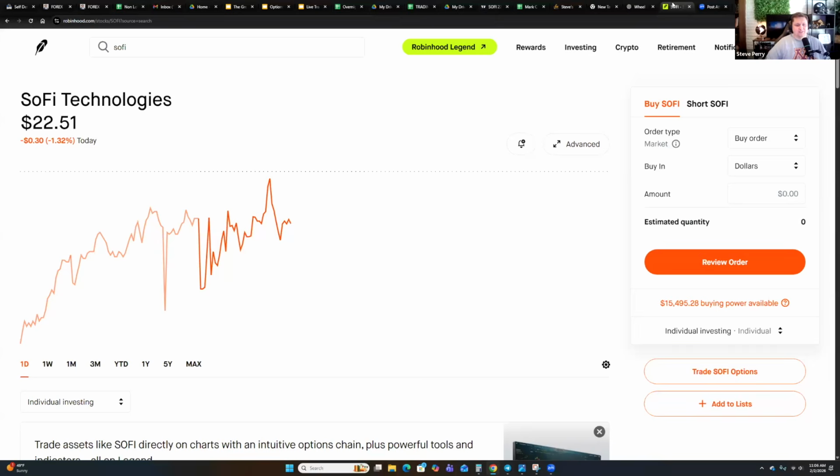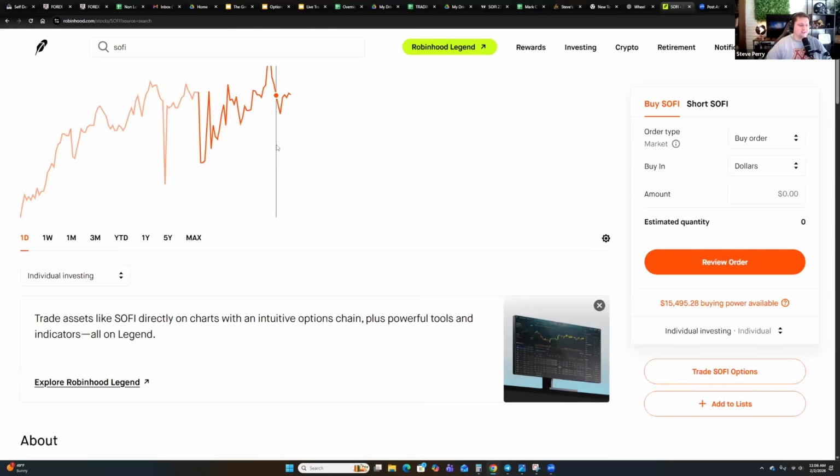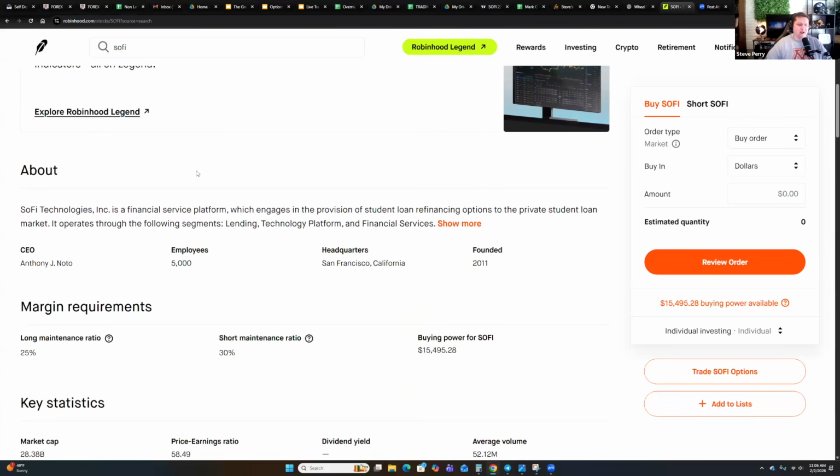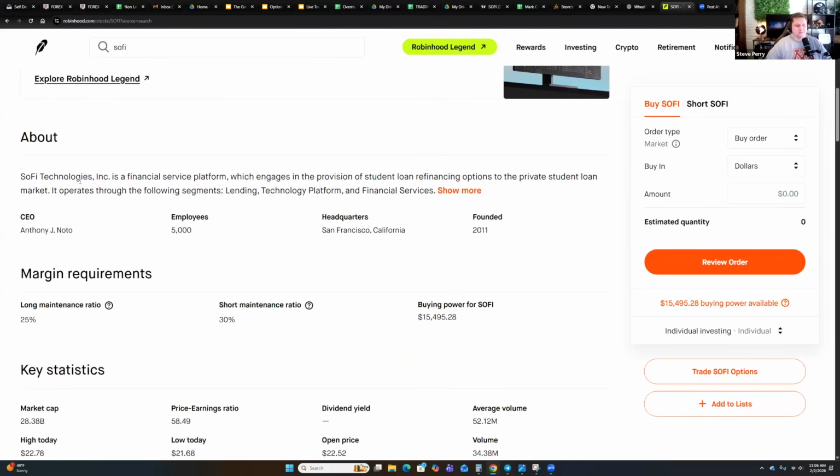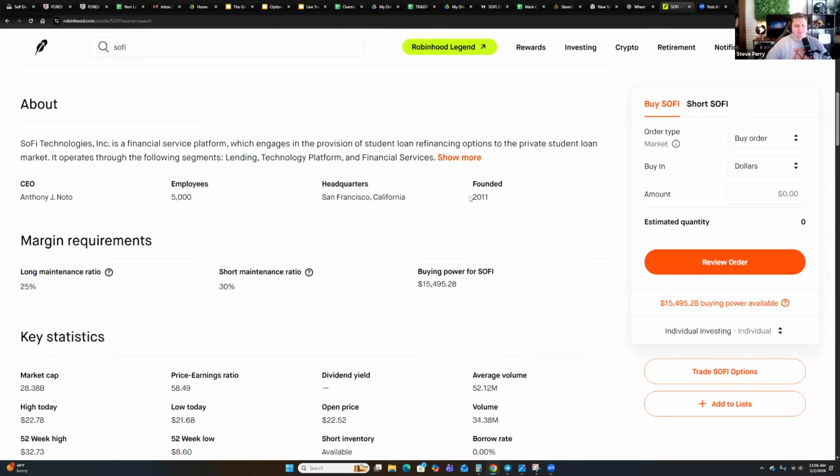So an option chain looks like this. I'm on Robinhood over here, and I've got SoFi pulled up. It gives you a little profile of the company, and Robinhood's cool because they give you an advanced trading chart and things to look at. Down here you can see more about the company. SoFi is a financial tech company, and they've been around since 2011, so they're a newer company. Their headquarters is in San Francisco, California, with 5,000 employees and a CEO.